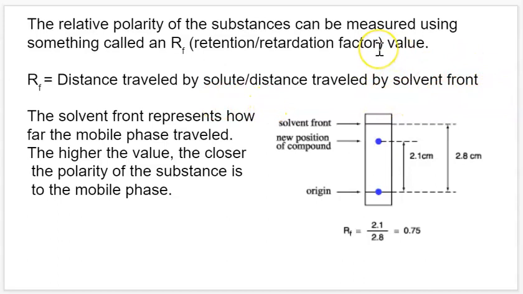So the solvent front is referring to the distance traveled by the mobile phase. Like in the previous example, that would be the distance traveled by the water up the paper. You want to know, for example, how far the blue dye traveled relative to how far the water traveled. Because the closer to one that value is going to be, the closer in polarity the substance that you're analyzing is to the mobile phase. So like say here, for example, our origin was here.